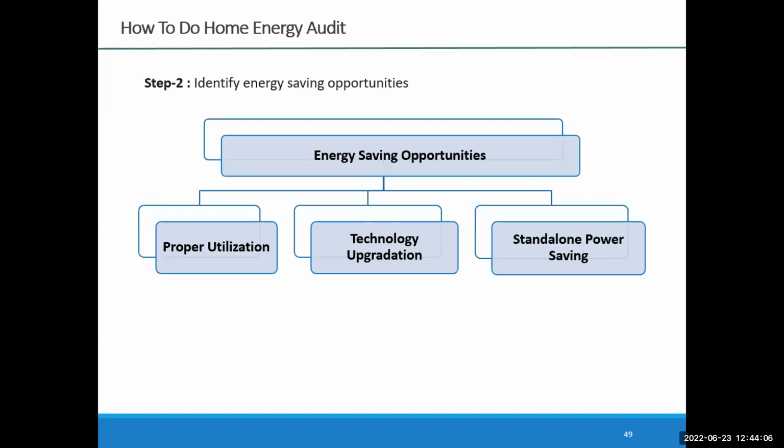So based on the assessment carried out in step 1, we can try to look for energy saving opportunities based on the following 3 categories: proper utilization of appliances, technology upgradation, standalone power saving. So we will see how it can be done in the coming slides.